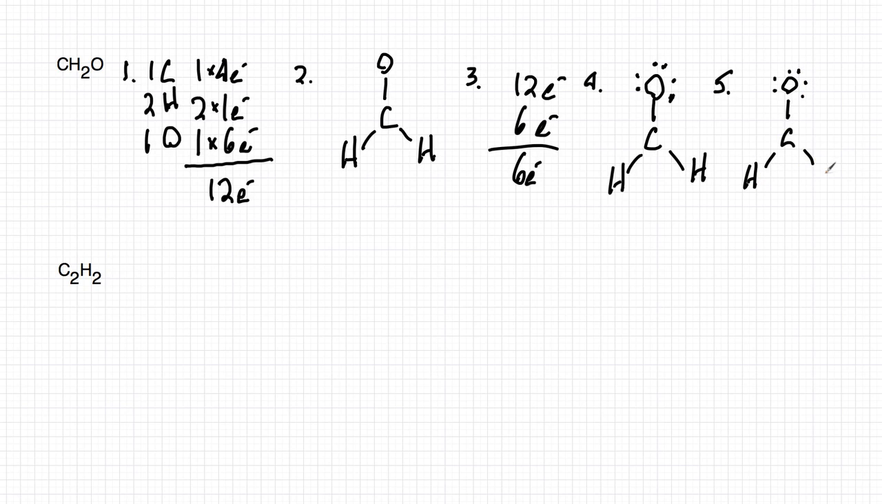And for step number 5, we're going to play Robin Hood. And that is, we're going to take away from the rich and we're going to give to the poor. So I'm going to take away 2 electrons from the oxygen. And now I'm going to put 2 back as a shared pair between the carbon and the oxygen. And now everyone has 8. We have 12 electrons total. And this is your final answer.